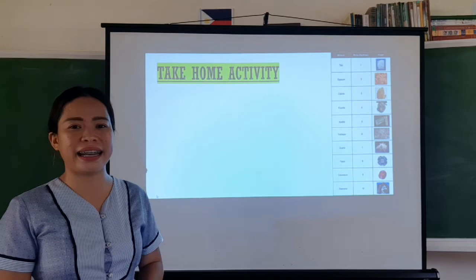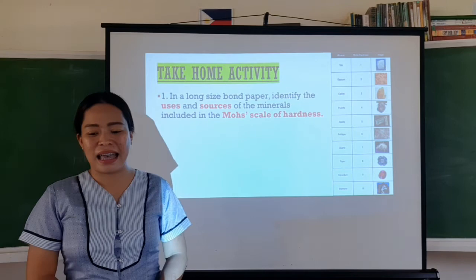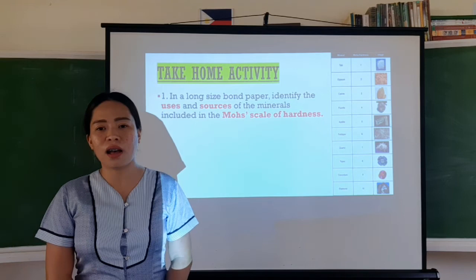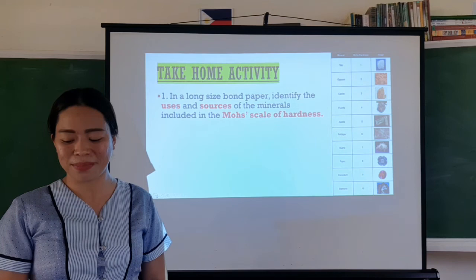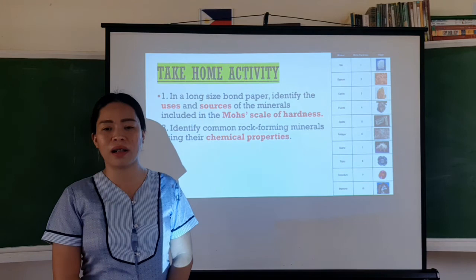But before that, let's have our take-home activity. On a long-sized bond paper, identify the uses and sources of the minerals included in the Mohs scale of hardness. Number two, identify the common rock-forming minerals using their chemical properties.